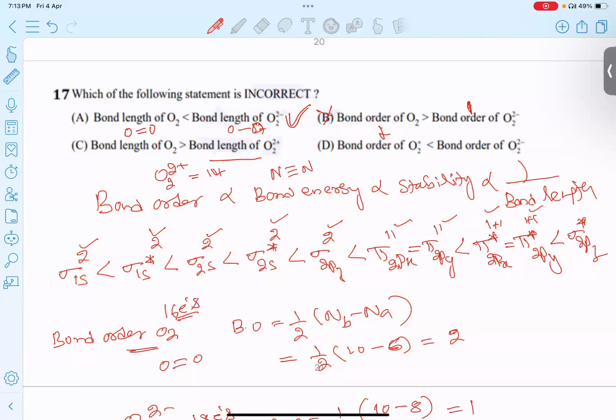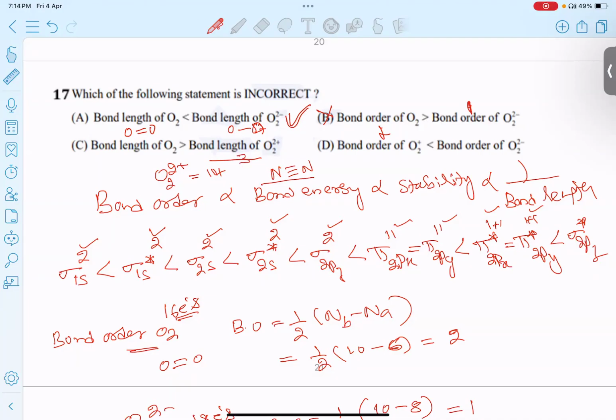So remember one thing, students. Isoelectronic species have identical bond order. So instead of writing these electronic configurations, you can compare with other elements. For example, O2 2 minus contains 18 electrons. The isoelectronic species is F2, bond order is 1. Like that, you can find out the bond order indirectly by using this point. So here O2 2 plus bond order is 3, because O2 2 plus is isoelectronic with nitrogen.